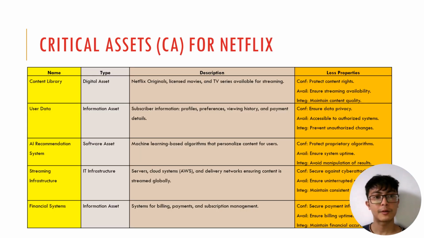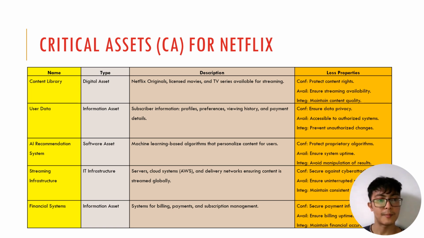Now I'll be talking about the critical assets for Netflix. For example, the content library is a digital asset of Netflix, for example the Netflix originals. Next one is user data. It is an information asset for Netflix, which covers subscriber information, profiles, preferences, viewing history, etc.